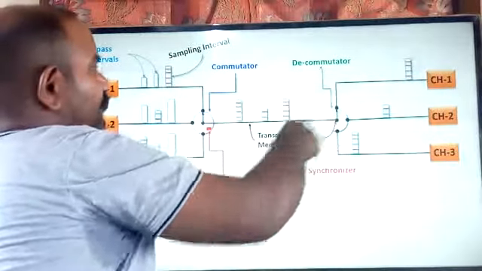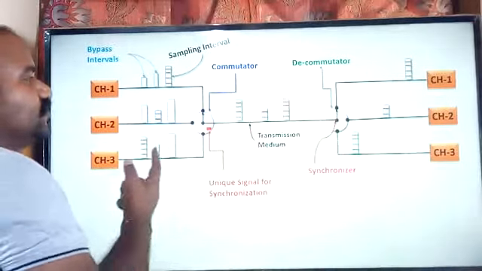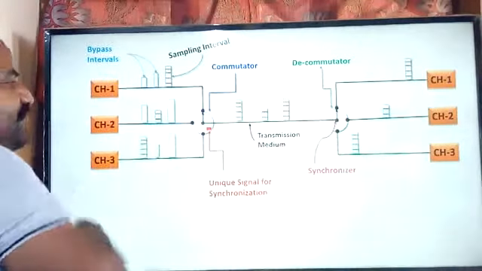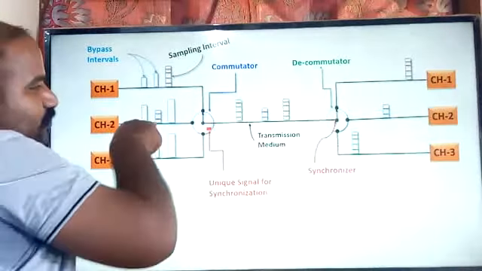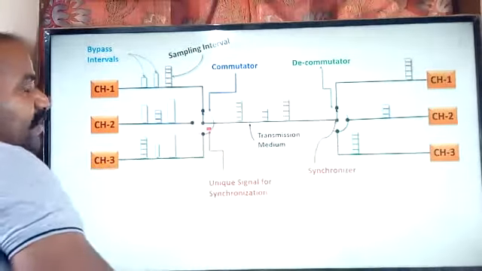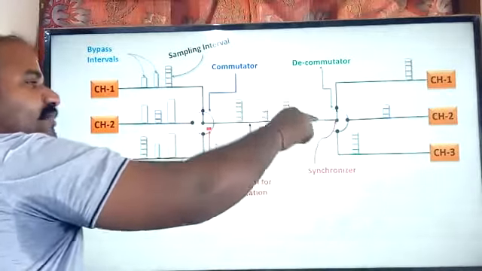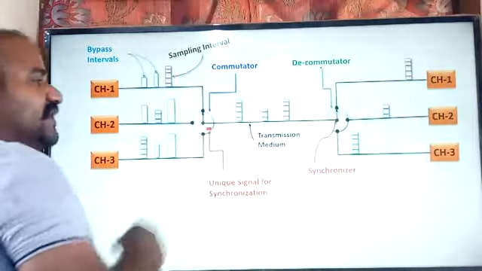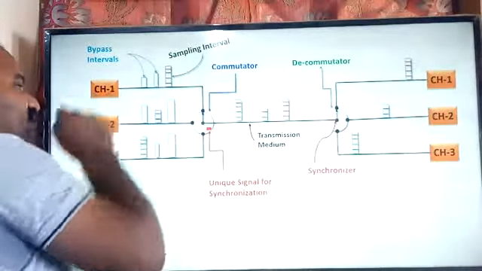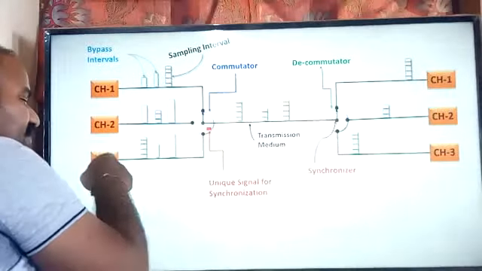The commutator is the one which takes the responsibility to send the different channel information through a particular communication path. This path is not available continuously for each and every channel. It is allocated for some period of time to channel 1, after some period of time to channel 2, after some period to channel 3.